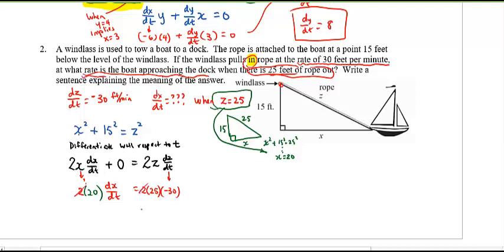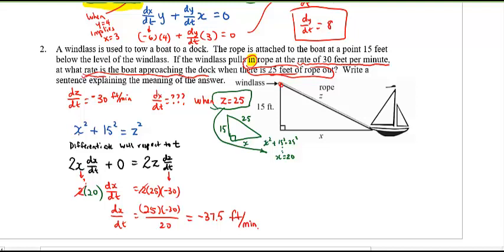There's 2's on both sides. I'll just divide them out. And so dx/dt equals 25 times negative 30, all divided by 20. And that, my friends, I believe is negative 37.5. Now, be careful here. Units matter. This is a rate. So this is talking about feet per what? Remember, it's with respect to time, so feet per minute.